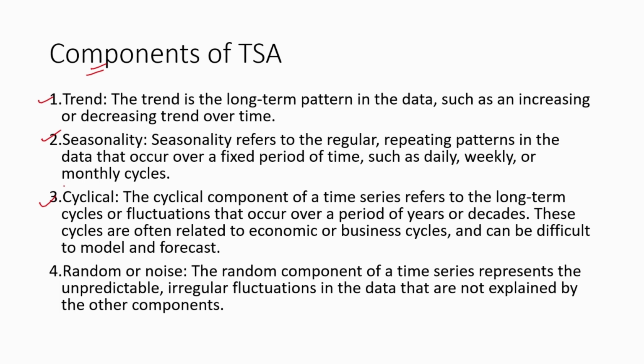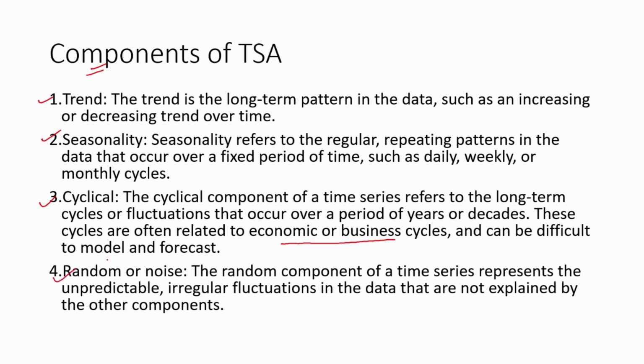Cyclical. The cyclical component of a time series refers to the long-term cycles or fluctuations that occur over a period of years or decades. These cycles are often related to economic or business cycles and can be difficult to model and forecast. We discussed economic and business cycles in a previous lesson, if you can remember. These are the trade cycles. These can occur over a period of years or decades. If you can remember, there are 4 sections in a trade cycle: expansion, recession, depression, and recovery.